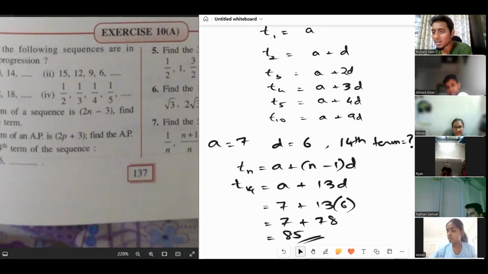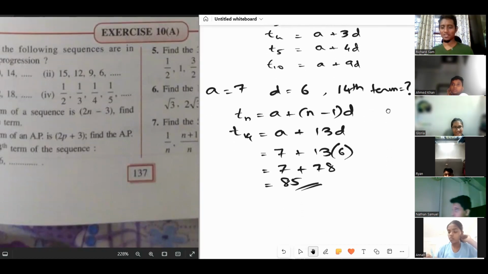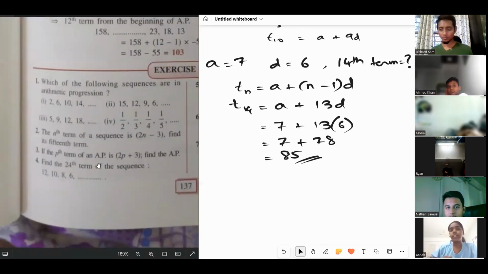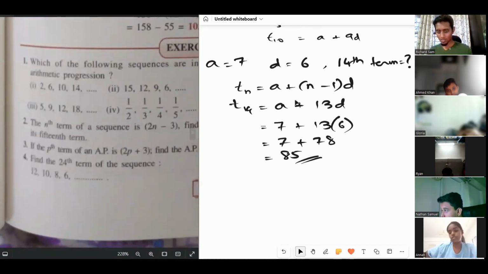For n minus 1, that is supposed to be 14 minus 1. I added to both the numbers and got 15. You have to subtract. Okay. Is everyone clear on this? However you do it, it's just substitution. So you can do whichever method you want, but you should get the correct answers.